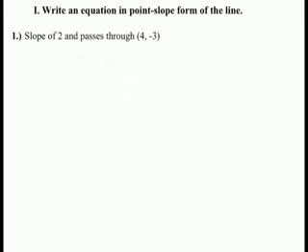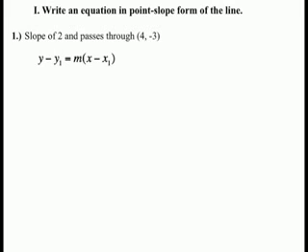So the first thing we do to write an equation in point-slope form of the line, when you're given the slope of 2 and it passes through the point 4, -3, first thing we do is write out the point-slope form equation. And that's y minus y1 equals m times the quantity x minus x1.